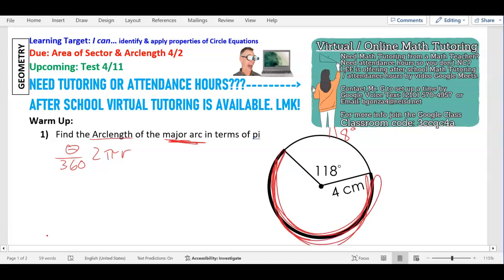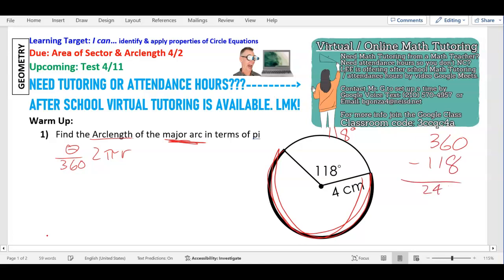How do I figure this major arc if the whole circle is 360 and the minor arc is 118? What should I do? Yeah, subtract. 360 minus 118 is 242. So theta equals 242, not 118. And the radius, you can see right there, is 4.